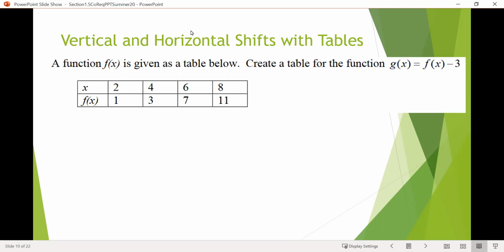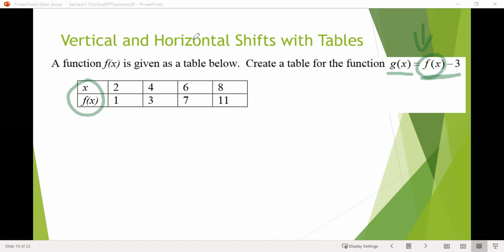Here's what we've got going on. In this table, we have a set of inputs and outputs for the function f(x), which we don't have a formula for. All we have are these input and output values. Then we're told to create a new function called g(x), which is given by taking f(x), and recall that this f(x) stands for outputs, and subtracting 3.